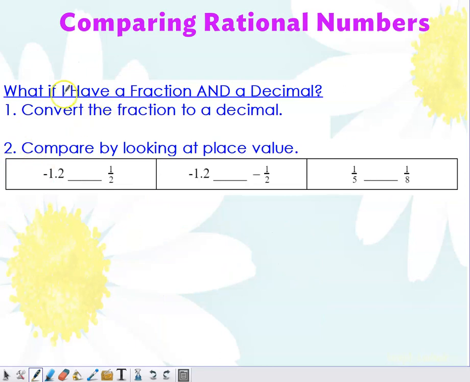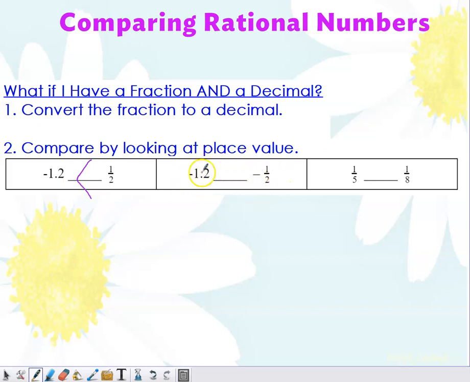Last one. What if I have to compare a fraction and a decimal? You're going to want to convert the fraction to a decimal and then compare by looking at place value, unless it's one negative and one positive. So for example, this one, here's a negative and here's a positive. You don't have to do any work at all. Positive is always bigger than the negative.